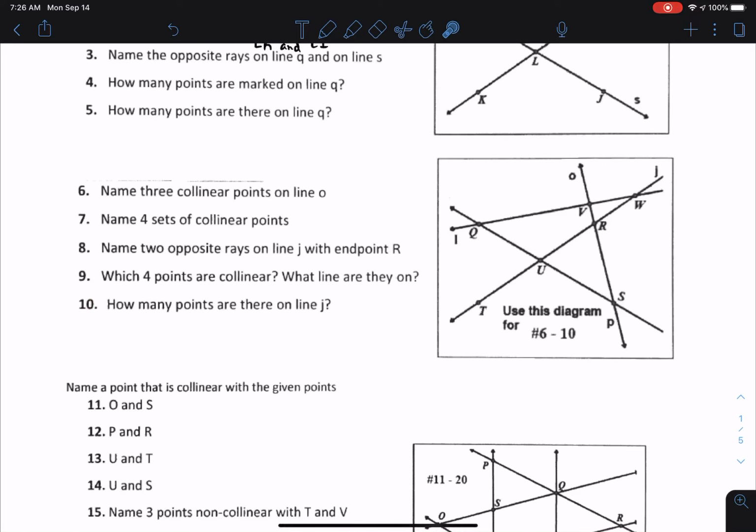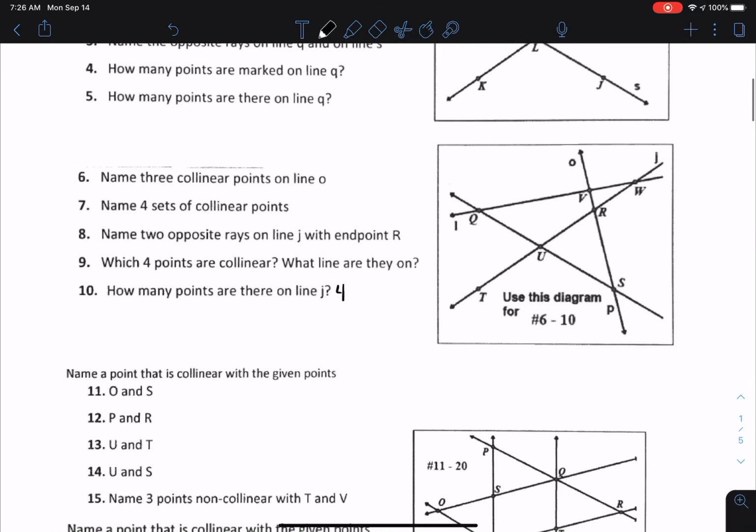Number 10. How many points are there on line J? Well, where is line J? Here's line J, up here in the corner. So this one right here is line J. How many points are there on line J? I would say 1, 2, 3, 4. So the answer there would be 4. Now remember, collinear means they are all in a straight line.